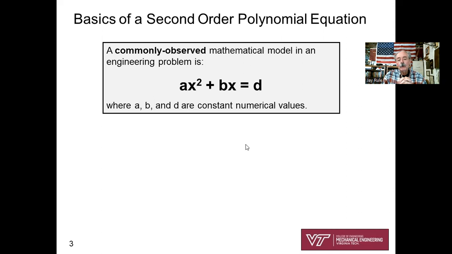Okay, so here's what we commonly observe in our various courses, classes, and homework problems. Typically, we find a mathematical model for our situation in this particular form: ax squared plus bx equals d. That's a little different maybe than what you covered in math class. It certainly was in high school and in college math for me. But typically in engineering, we end up with an equation that looks like this, where a, b, and d are numbers, and we're trying to find a value or two values for x.